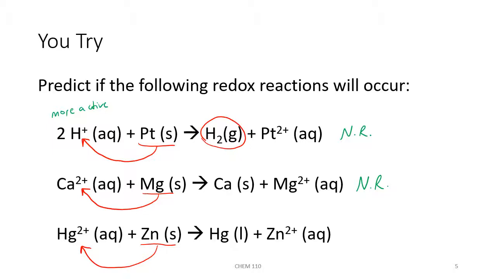And on the last one, can zinc replace mercury in solution and cause the mercury to get reduced to liquid mercury while zinc becomes oxidized? If we look, zinc on the left-hand side of the arrow is higher up than mercury ion is on the right. Therefore, our zinc is more active than mercury. Therefore, it will become oxidized to zinc 2+, and the mercury will become reduced. Mercury will have a 0 oxidation state, and zinc will have a +2 oxidation state. So yes, this reaction will happen.